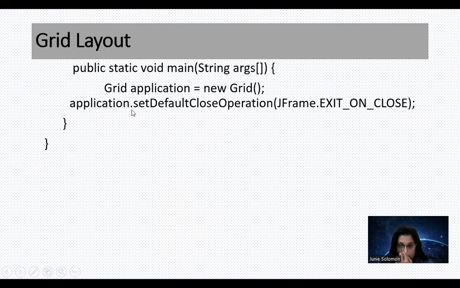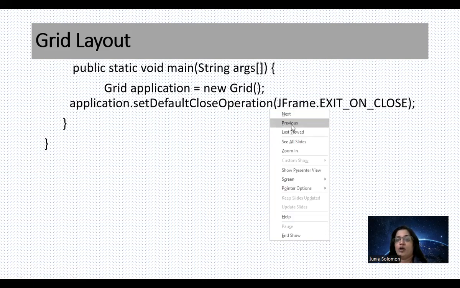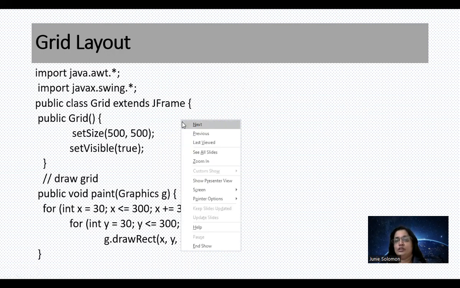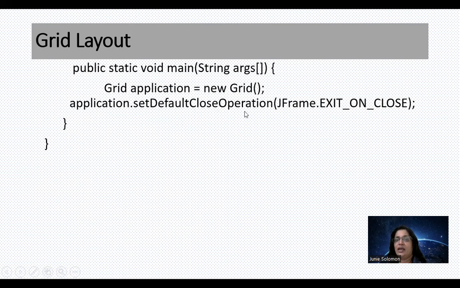First, when you create a JVM, it will come to your main and it will create an object. You are creating an object. That time it will call your constructor and it will invoke the paint also, and it does the operation. After that, it will come here, and if you click on that, it will close. So that is how it is doing.